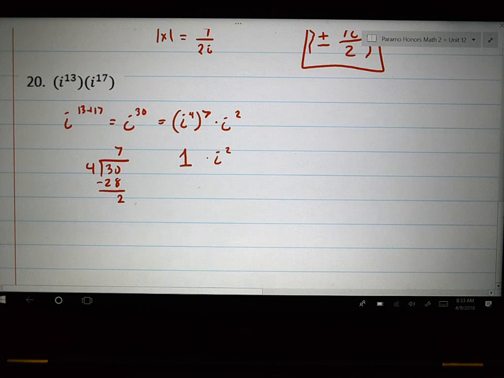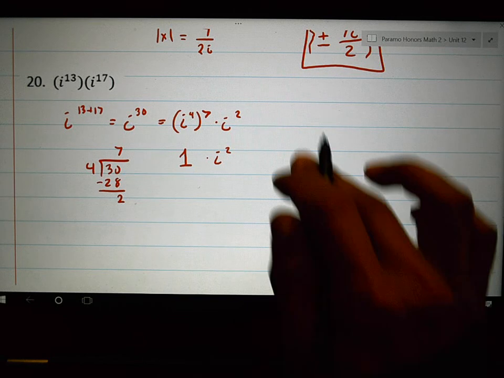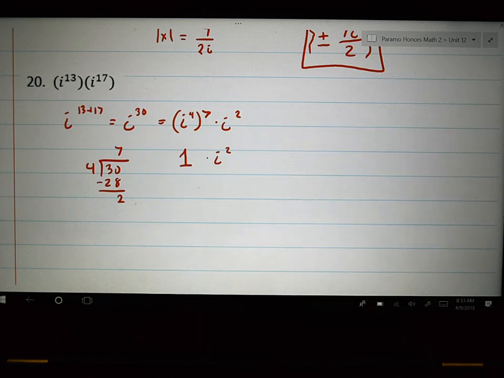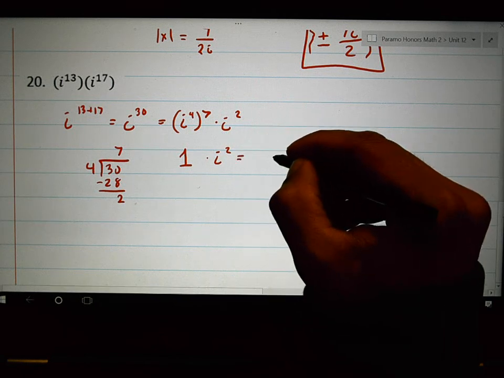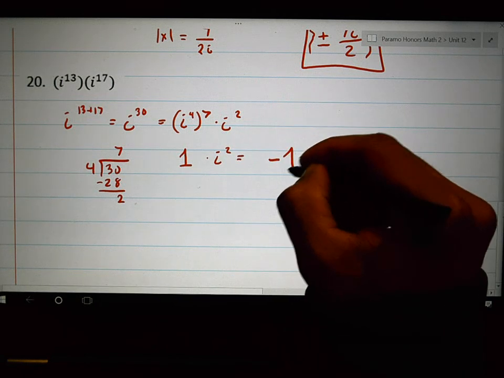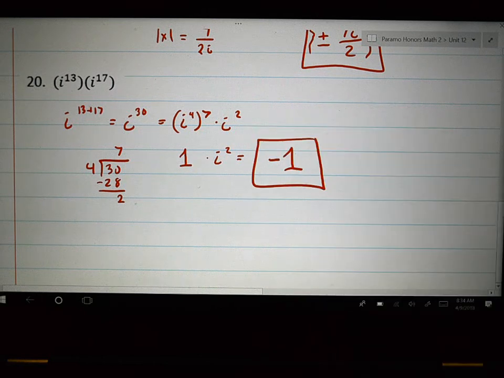i squared simplifies as well. You should know what i squared simplifies to. If you need to go to your pattern, look at your pattern, but eventually you're going to memorize it. i squared simplifies to what value? And that is your answer for number 20. That is it for your notes.